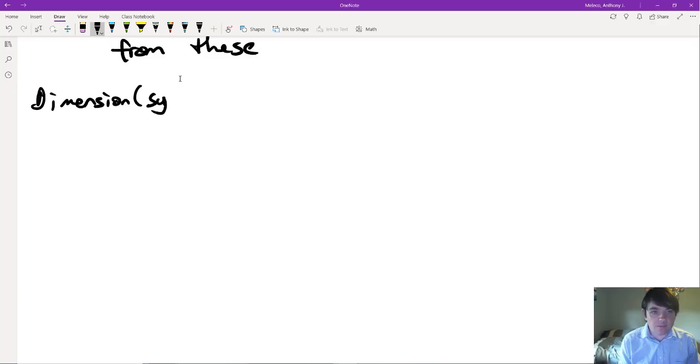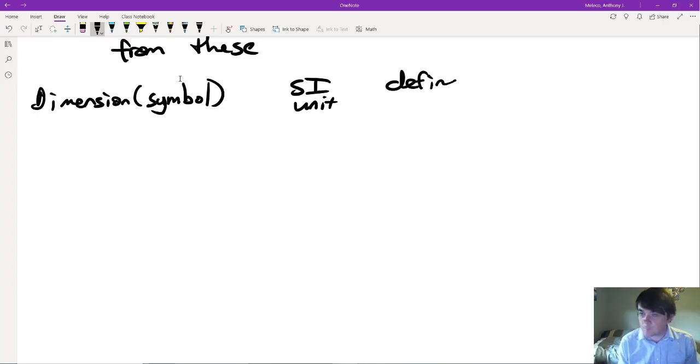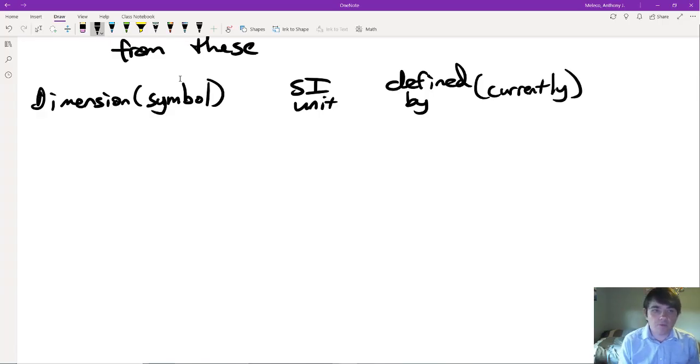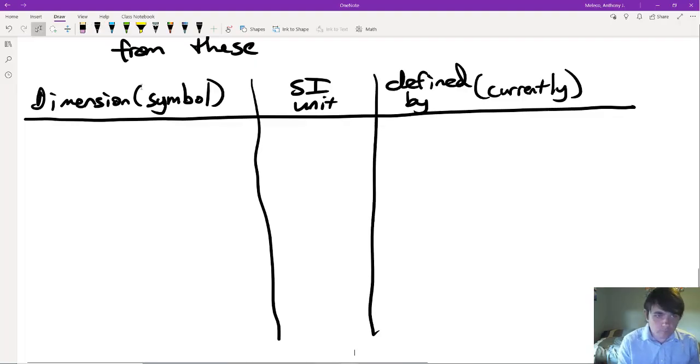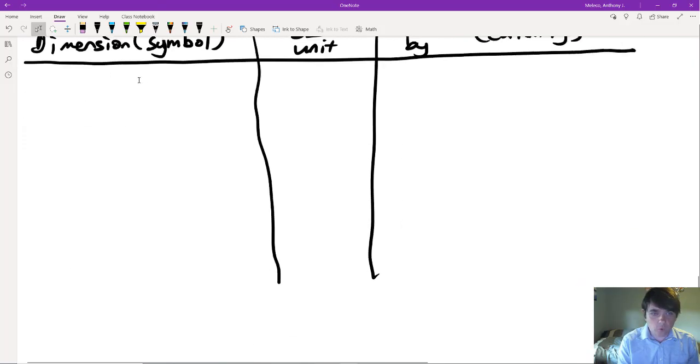So how I'll write this is I'm going to set up a table, and I'm going to write the dimension, then the symbol for that dimension. Then I'll talk about what the SI unit is for that. And this is what they're defined by, currently. Although some of them have been changing recently. Okay. So you've got length.